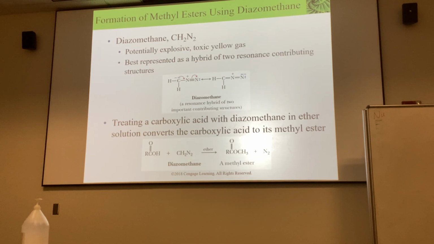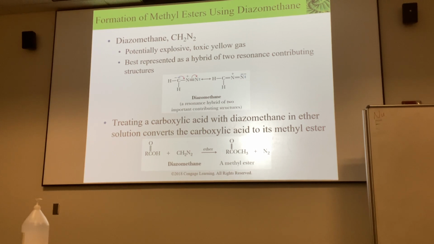Formation of methyl esters using diazomethane. So we have talked about diazomethane, and we haven't really used this in a mechanism yet, I don't think. Is that correct? I'm going to say that's correct.